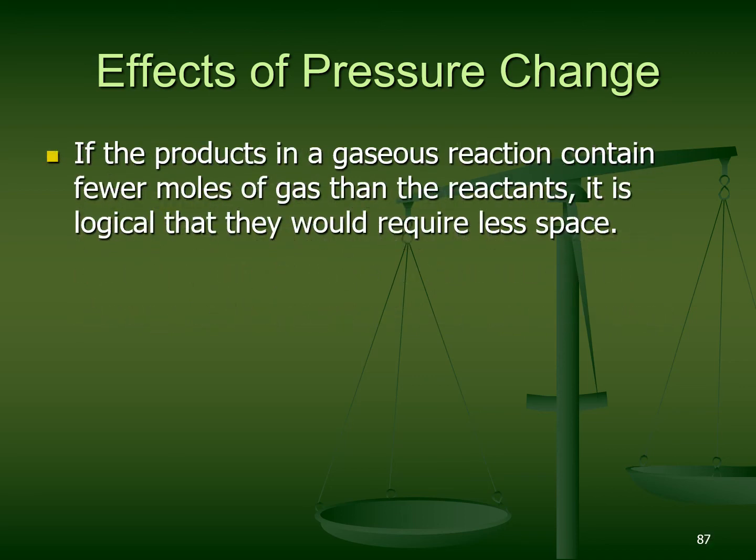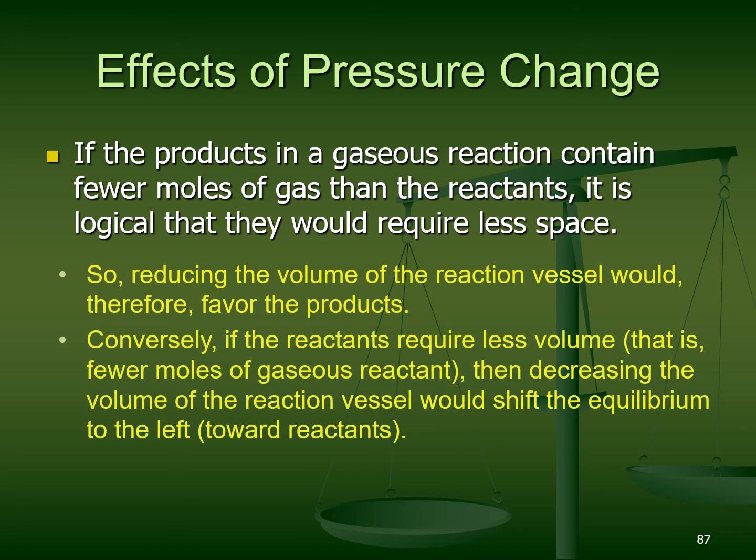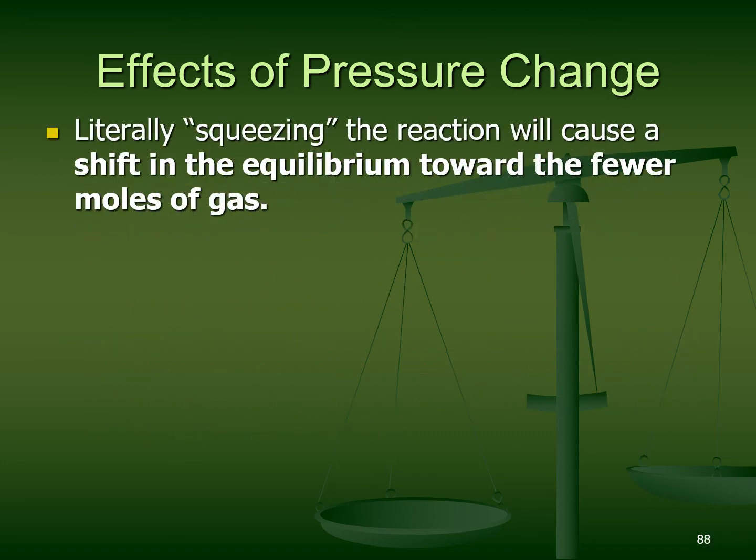So let's say the products contain fewer moles of gas than the reactants. Fewer moles would take up less space. So if you reduce the volume of a reaction vessel, you're going to increase the pressure. In this case, it would favor the products. If the reactants had fewer moles of gaseous molecules, then decreasing the volume would shift it to the left. So literally, if you decrease the volume and increase the pressure, you're going to have a shift in the equilibrium to the side with fewer moles of gas.